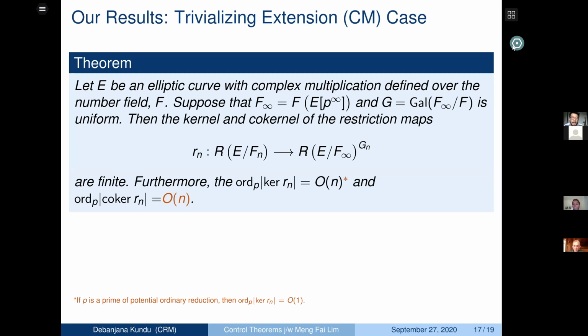Yeah. They ask what is F_n? Is F_n the fixed field of G to the p to the n, or is it something else? Yes, absolutely. I'm sorry about that.